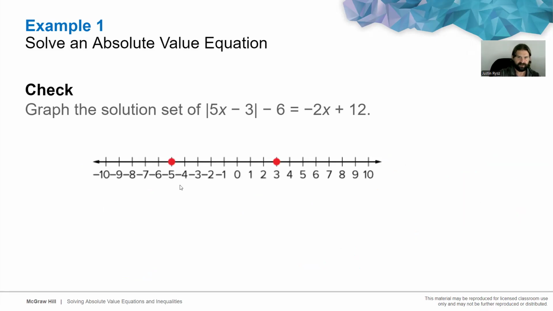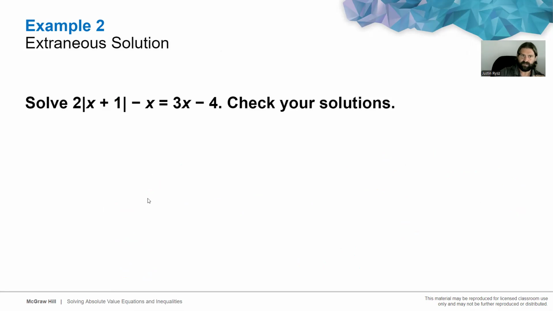There we go, 3 and negative 5. There's our graph. Give this another try here. Let's see if you guys can handle it. Pause it. Let's check your work.